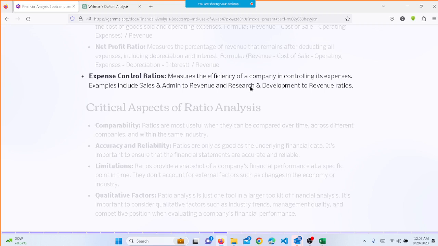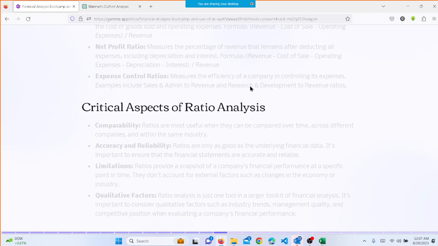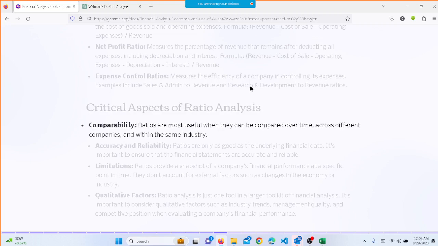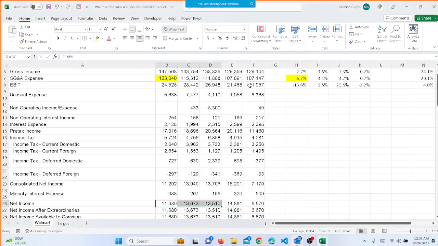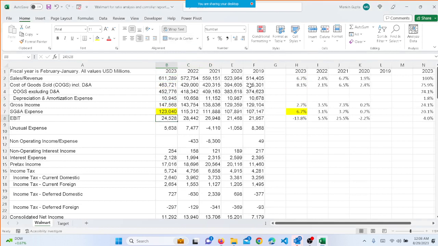So there are certain things that we have to remember when calculating ratio analysis: ratios are useful when you can compare them to something. For example, if you calculate the profitability ratio of Walmart for 1 year only, let's say 2023, the gross income is 147 divided by 611, which is 24%. Now, what do you understand by this number? You have no reference to know whether this 24% is a good number or a bad number. There's no comparison with last year, no comparison with other things.